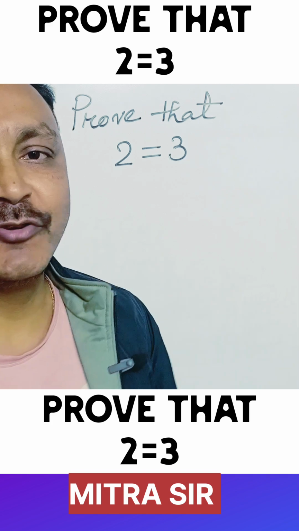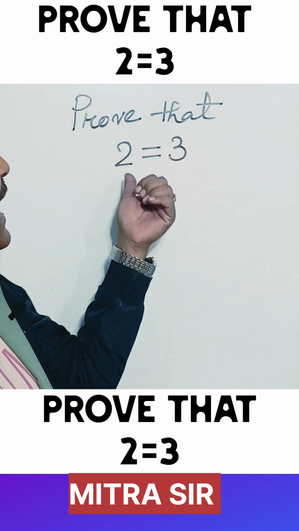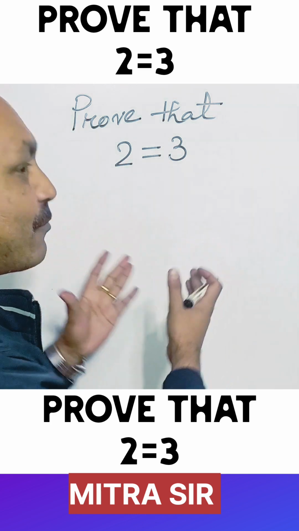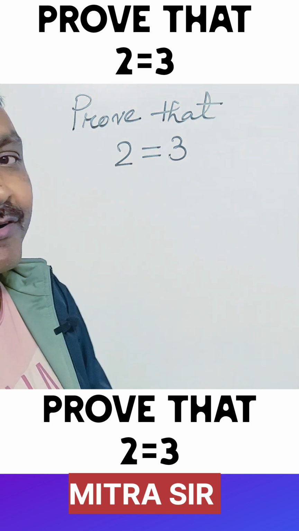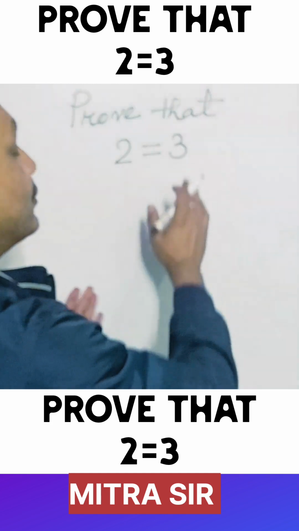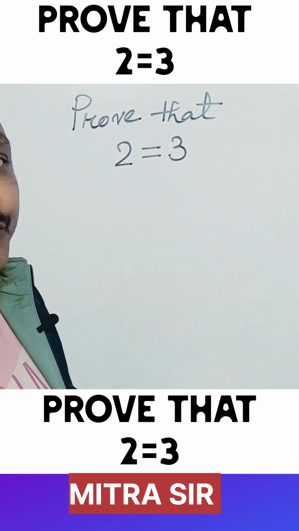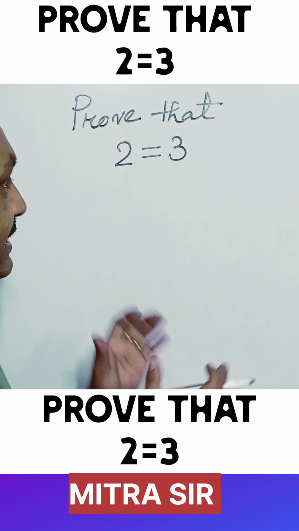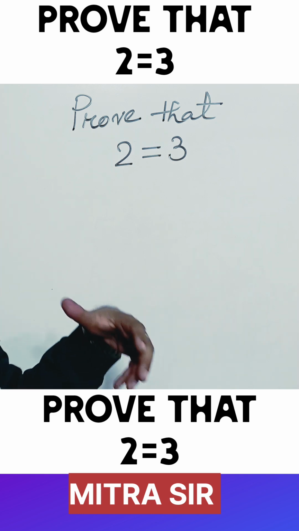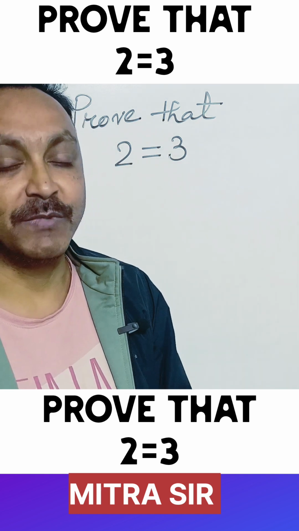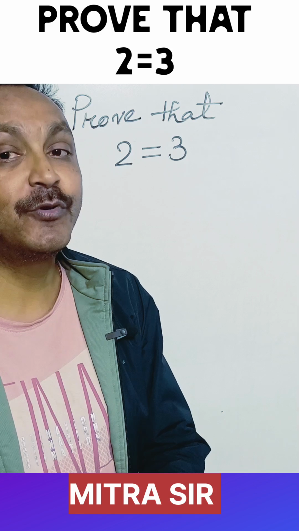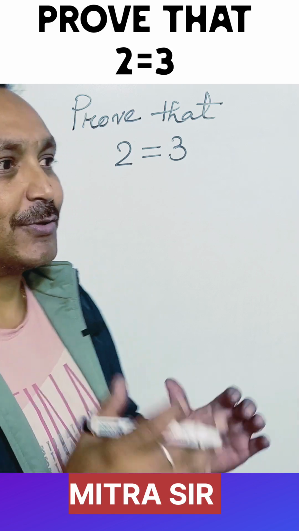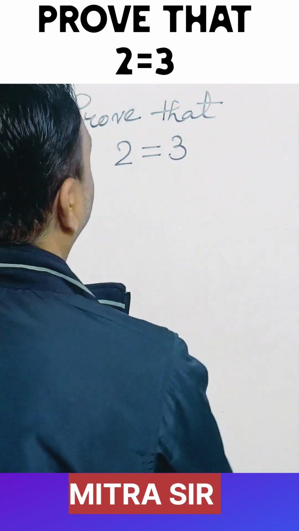So today's video is going to be very interesting, that proves that 2 is equal to 3. You are thinking whether it is possible or not. Yes, it is never possible that 2 is equal to 3. But logically I am going to prove that 2 equals 3. Though it is not possible, still I am going to prove it. But while proving it, I will make some mistake. So in this video, you have to rectify the mistake where I am going to make it. Okay. So without any further delay, let's start the video.